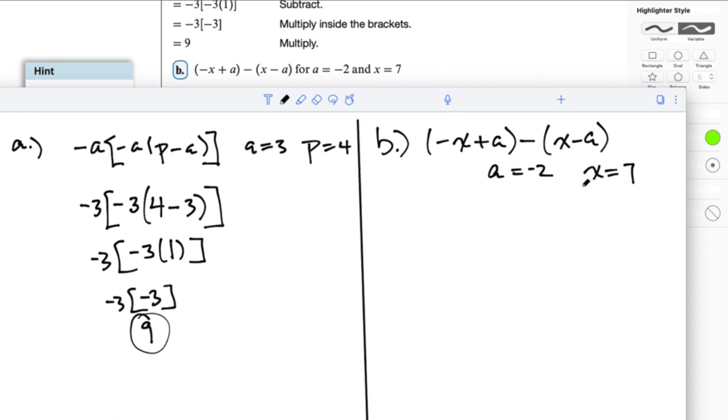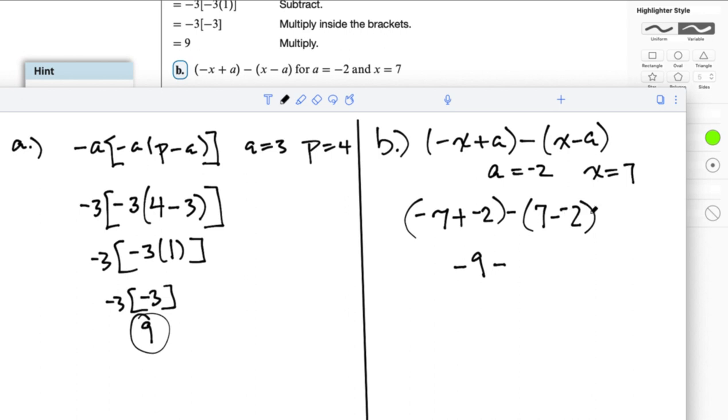So I'm going to plug in negative 2 and 7 for X and A. So negative 7, right, because negative X, plus negative 2 minus the quantity of 7 minus negative 2. Okay, take a moment, make sure we only replace X with 7 and A with negative 2, and then we're going to keep it moving. Negative 7 plus a negative 2, we're doing what's in the parentheses first, is going to give us a negative 9. So we get negative 9 minus whatever this is.